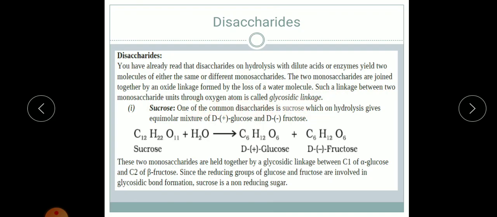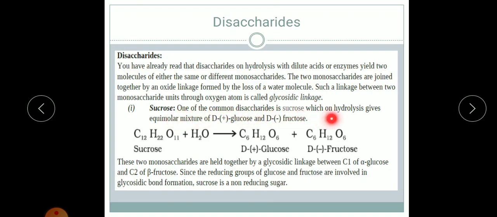So while formation of disaccharides, the two monosaccharides, it can be same or different, they lose a molecule of water and they form an oxide linkage between the two molecules, and this oxide linkage between two monosaccharide units through oxygen atom, we call it as glycosidic linkage. We'll see the example of what is called glycosidic linkage. Examples of disaccharide is sucrose.